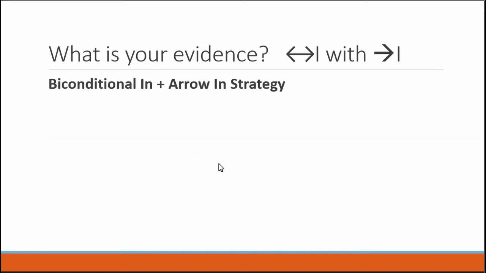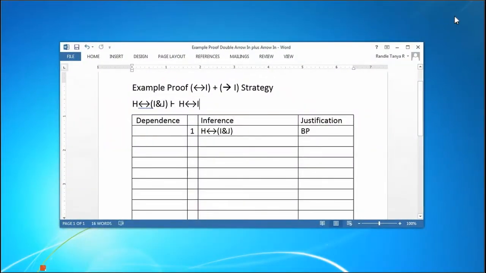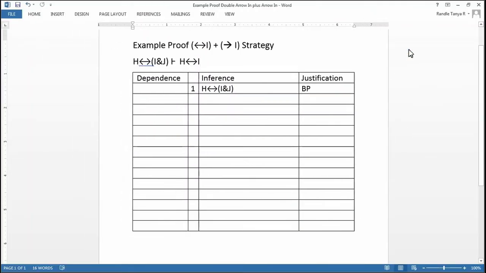So let me give you an example of how that works. So I'm going to prove this argument. H, if and only if I and J, therefore H, if and only if I.